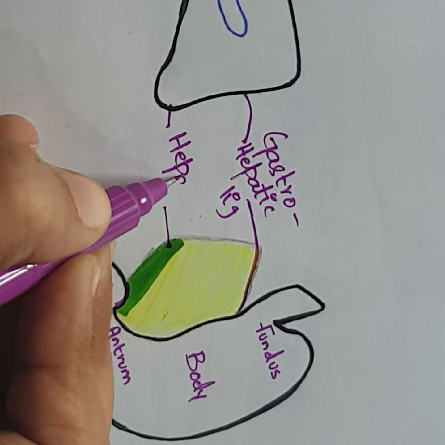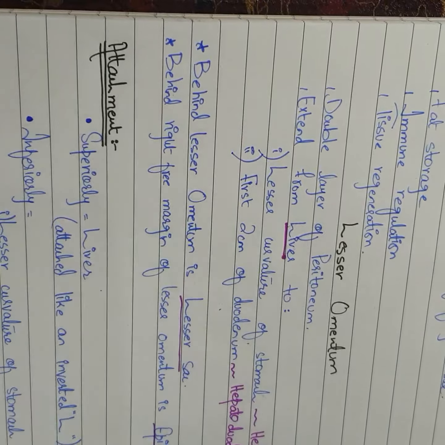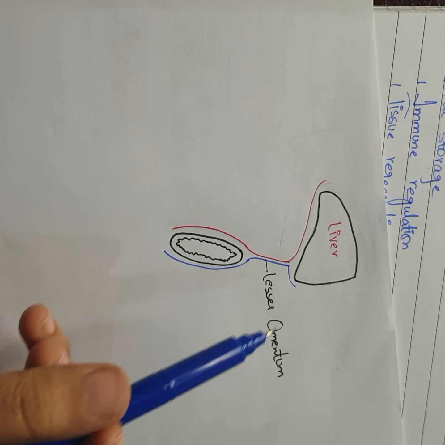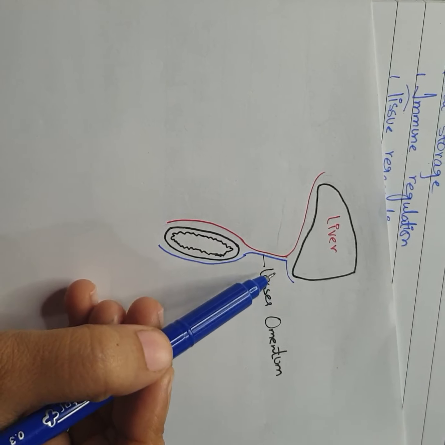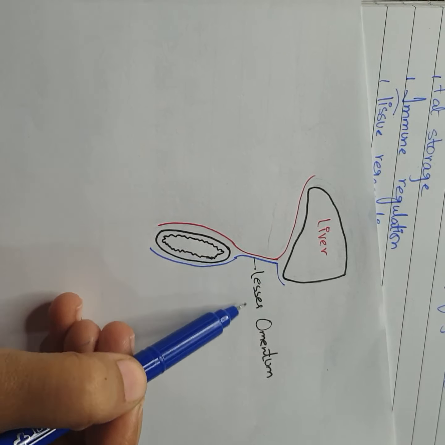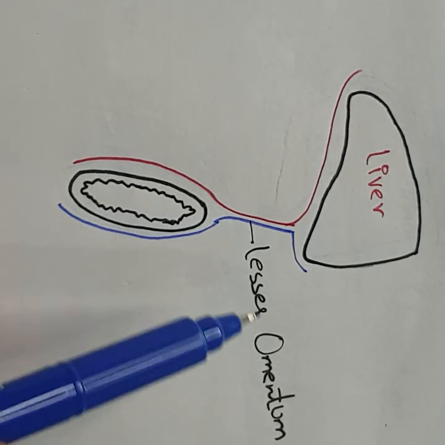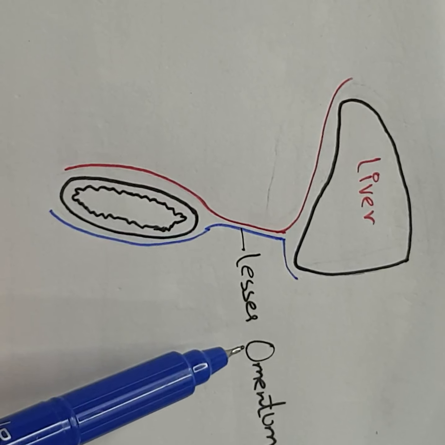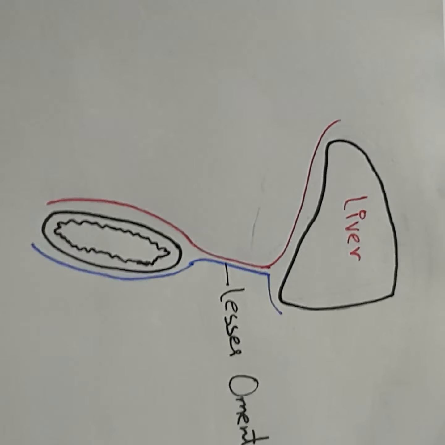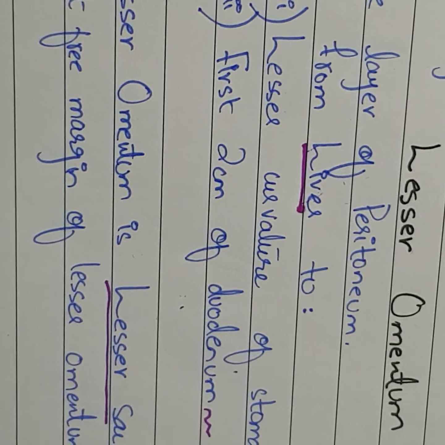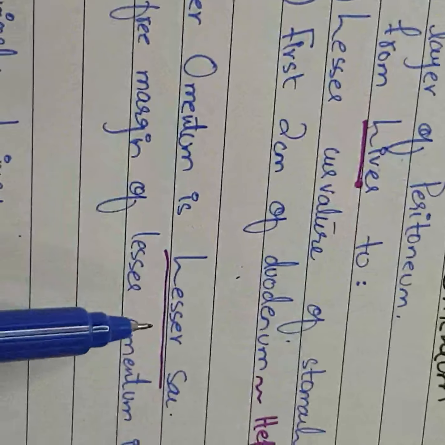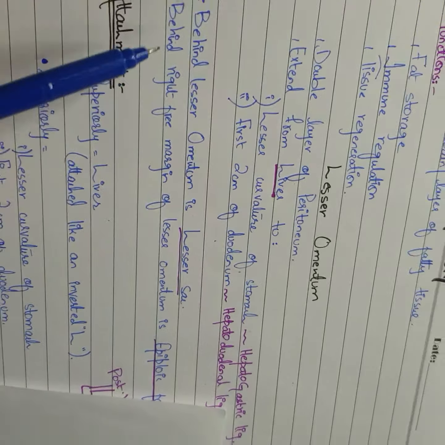Now we look at what is behind lesser omentum. Here in this diagram, when I showed you this lesser omentum, behind it there is a space which is called the lesser sac. So behind lesser omentum we have lesser sac, and behind the right free margin of lesser omentum is epiploic foramen.